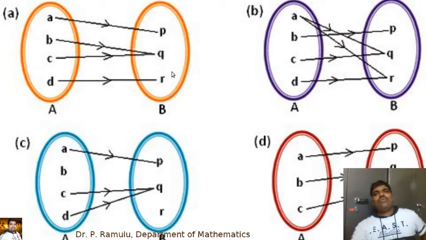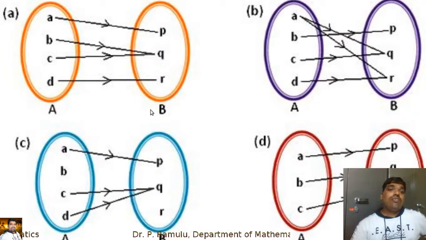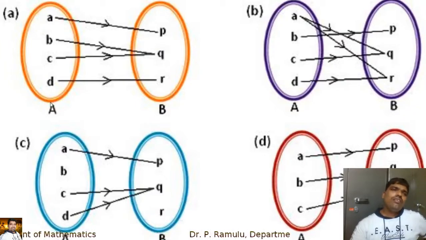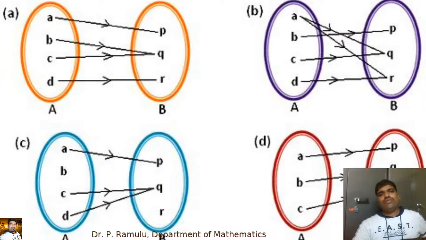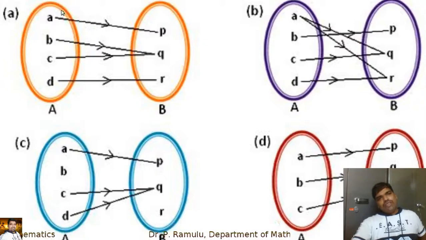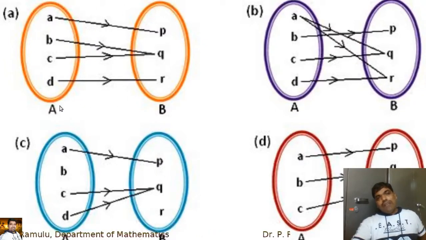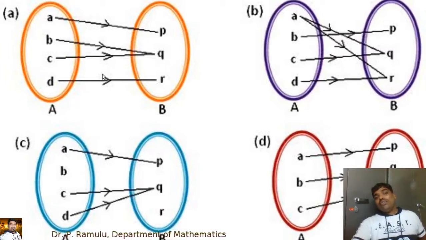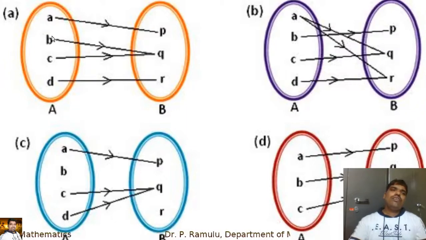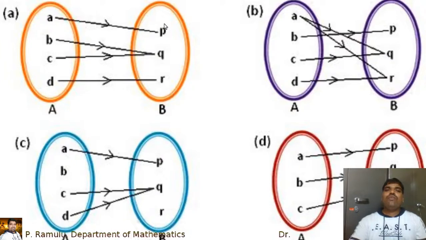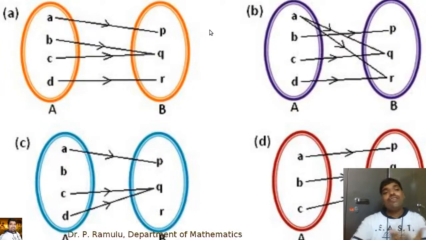What is the function definition? Let A, B be two non-empty sets. Here A has some elements and B has some elements, so A, B are non-empty sets, as we already know. I'm taking this map f from A to B. A map f from A to B is said to be a function if for every element x of A, there exists a unique y belonging to B such that f of x is equal to y. I would like to explain it here.